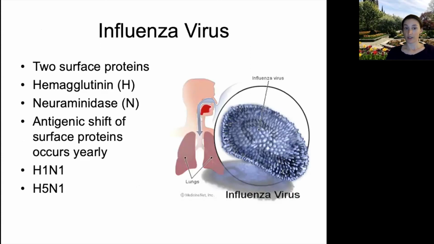So the influenza virus has 2 surface proteins, the hemagglutinin H and neuraminidase N. So H and N. You may have heard of swine flu, which is H1N1. So there's an antigenic shift of surface proteins that can occur yearly. So you can have H1N1, you can have H5N1, and so that's how the flu viruses shift.